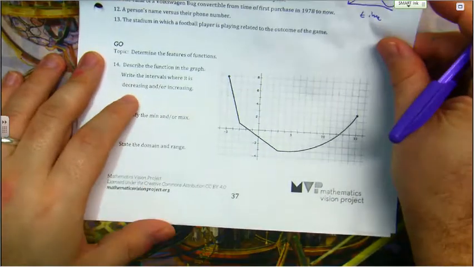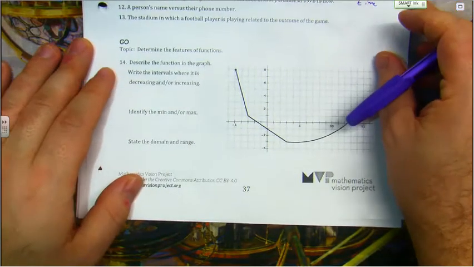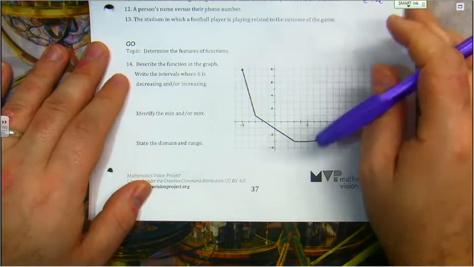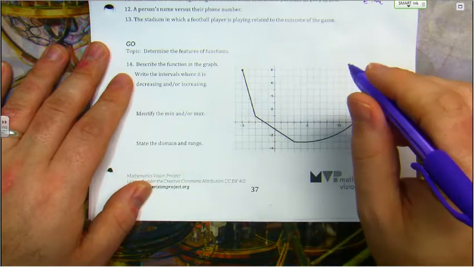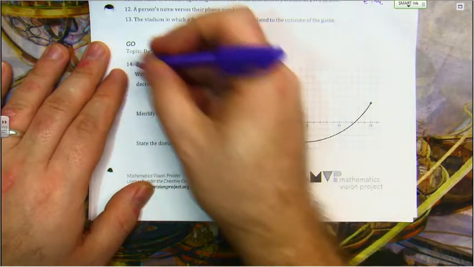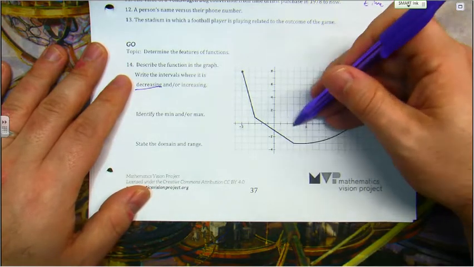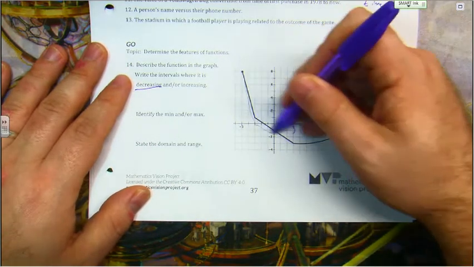Finally, we have this very complicated determine the feature of the function. It says describe the function in the graph. So where is it decreasing and or increasing? So let's look at decreasing first. Okay, decreasing from -5 to 3. It's decreasing this entire time.